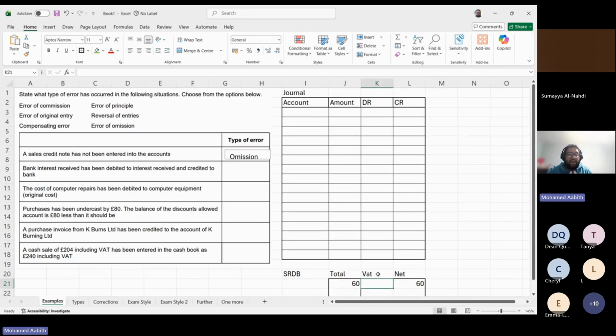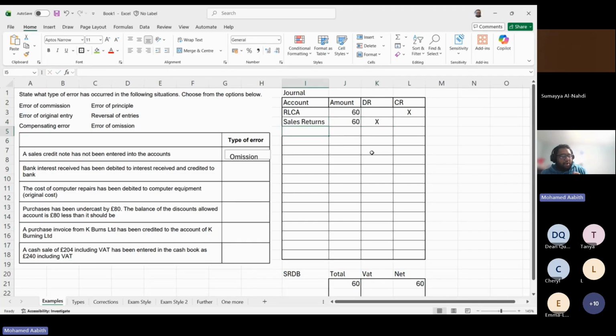Because it's been omitted, we have to make sure we put the right entry again in the system. So the entry will be RLCA, for 60 pounds. But is it going to be a debit or a credit? Remember, a sales credit note is going to be reducing the balance. So it is going to be a credit entry. Let me just make this all center aligned. And then we have sales returns, with 60 pounds, debit.